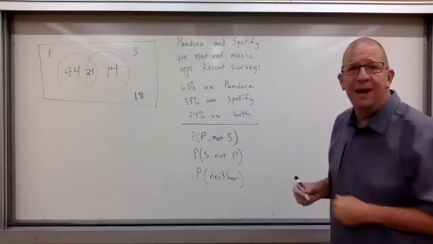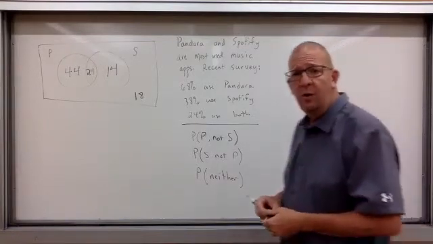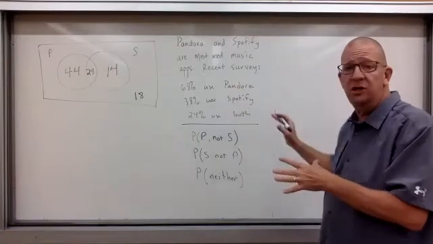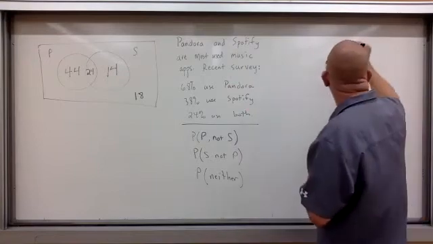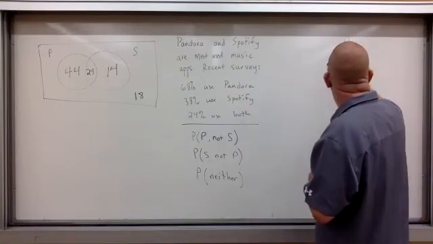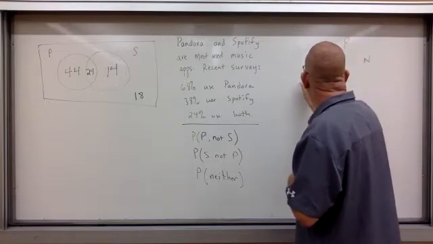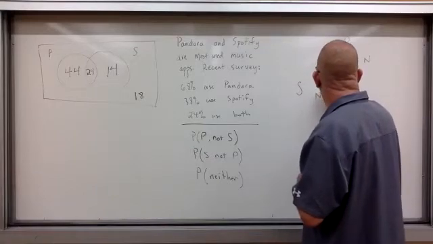But let's do the two-way table before we get to the probability questions. So once again, we can pause, see if you can take this information to come up with a two-way table. Now, what would our variables be? How about Pandora, yes or no? And Spotify, yes or no.